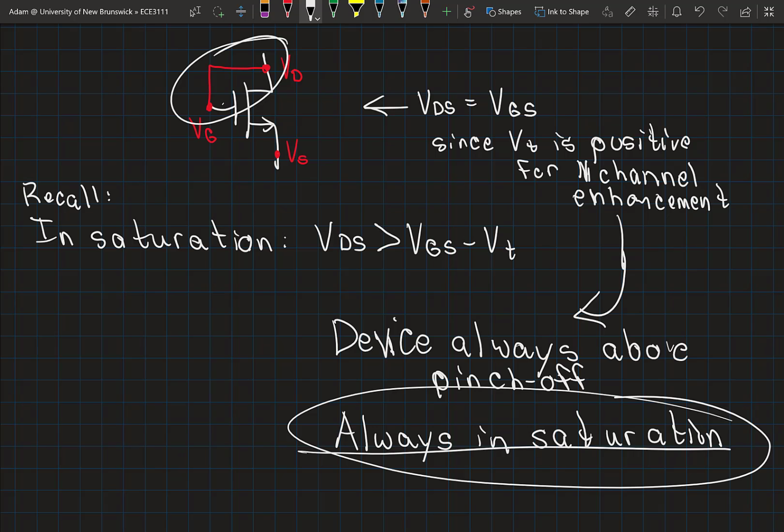We'll use some of this bias point calculations in the next lecture to come up with our small signal parameters and do a small signal analysis of this same circuit.